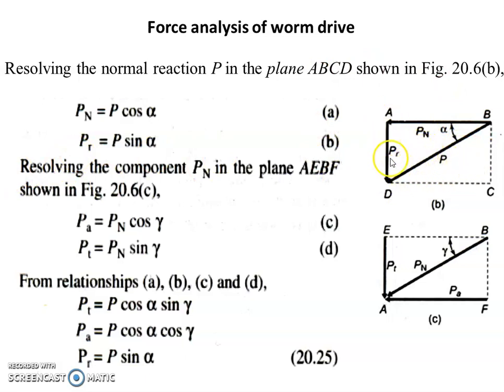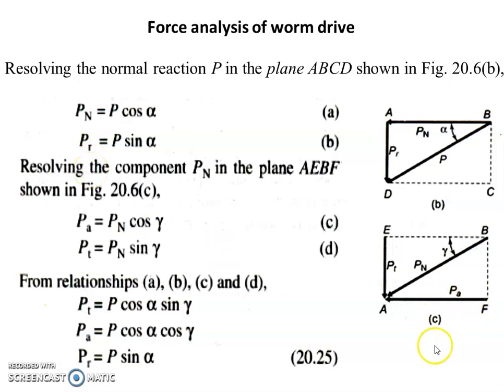Here we may consider this is the radial component of force and this is angle alpha. If we take sin alpha here, sin alpha is PR upon P, or indirectly we may consider PR is equal to P sin alpha. Is it okay? So with reference to this figure B, we have two relationships, Pn and PR. Is it okay? Now we will refer to this figure C.